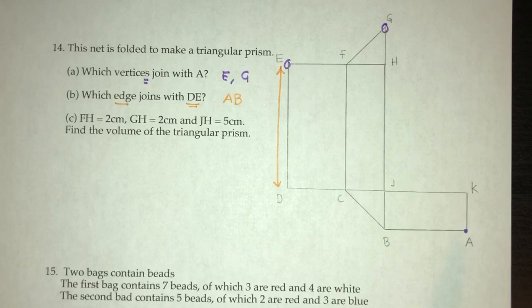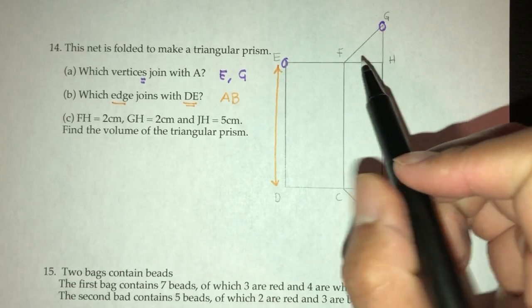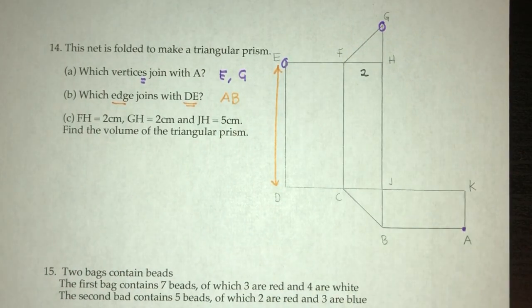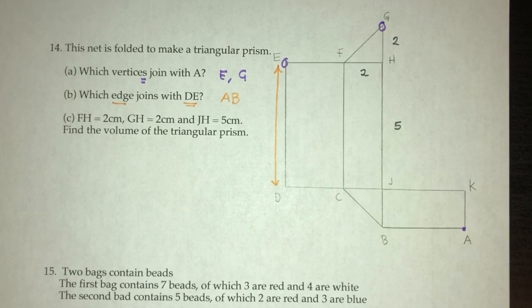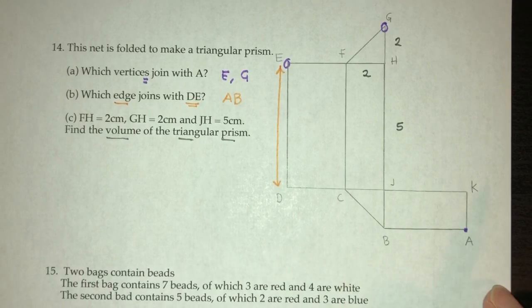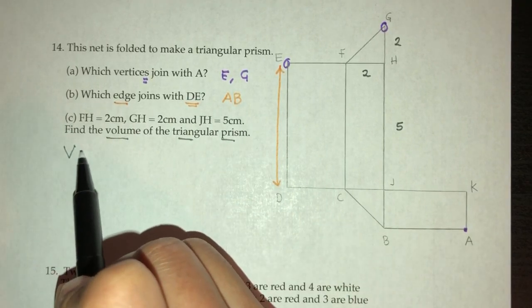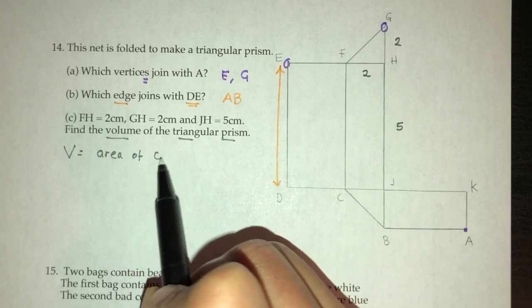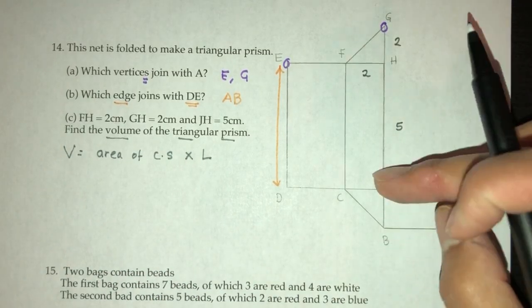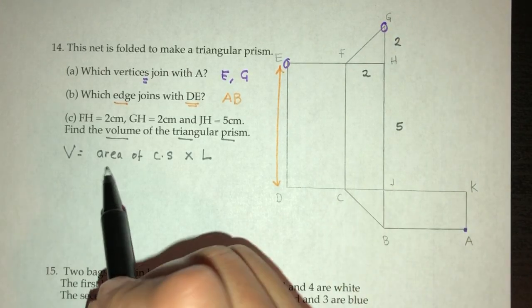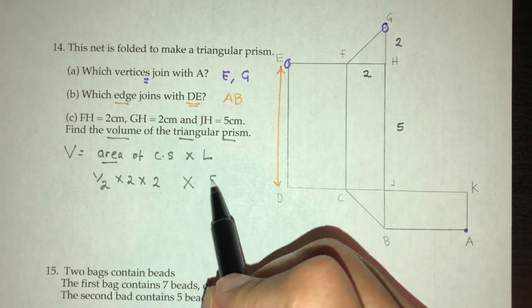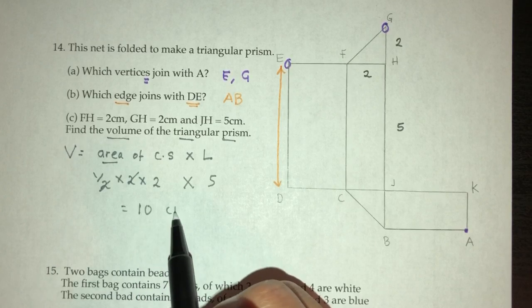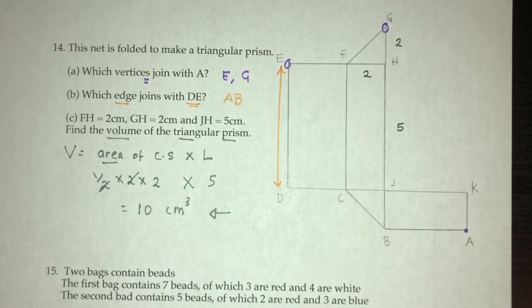Now, part C, we have FH as 2. This is FH. And we have GH as 2. And we have JH as 5. So how do you find the volume of a triangular prism? If it is a prism, the volume is always the area of cross section times the length. When you fold everything up, the cross section will be this triangle, whose area will be half times base times height, and the length is 5. That will be 10 centimeters cubed for the volume. That is your question 14.